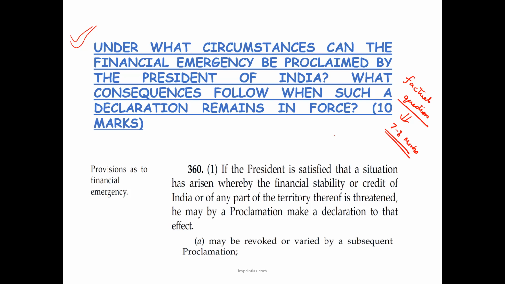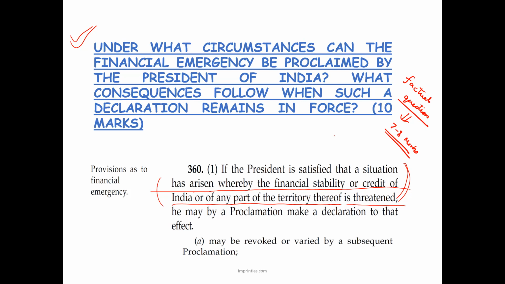Let's just look at the provisions. So obviously, Article 360: if the President is satisfied that a situation has arisen whereby the financial stability or credit of India or of any part of the territory thereof is threatened, he may, by a proclamation, make a declaration to that effect. And this may be revoked through subsequent proclamations. So this is the basis, right? In the first part, you've been asked this, that a situation has arisen whereby financial stability or credit of India or any part of the territory thereof is threatened. So this is the exact thing you have to quote to get maximum credit.